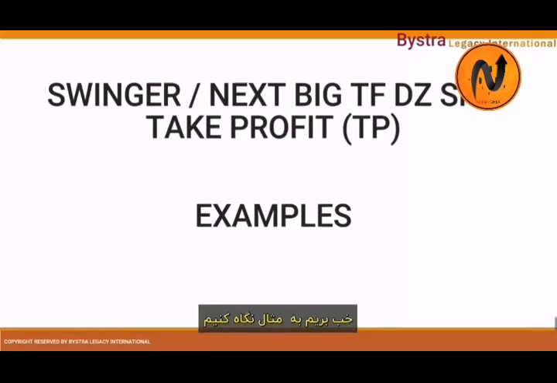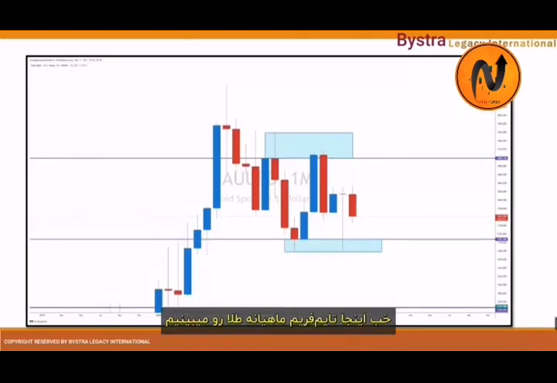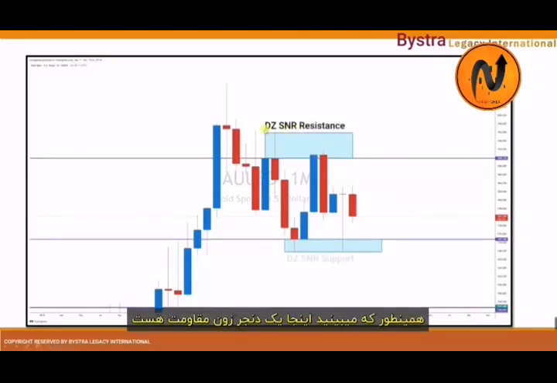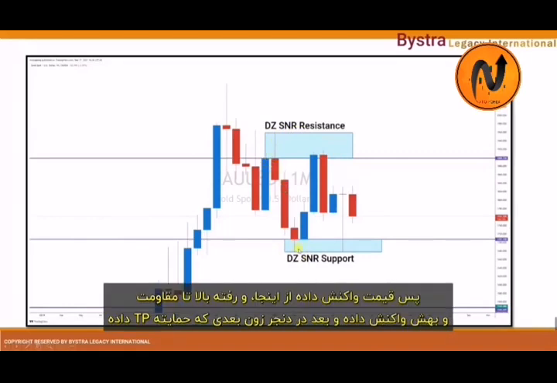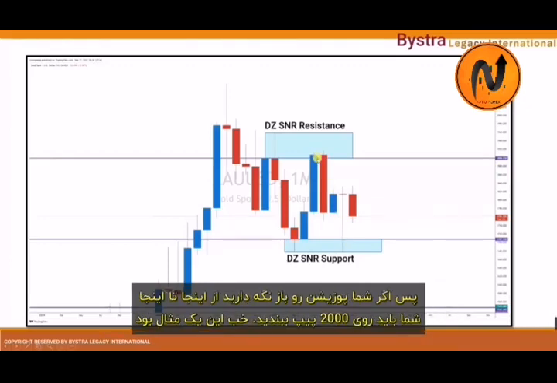So let's have a look at an example. Here we can see the monthly time frame of gold. This is a danger zone for the SNR resistance, and this is the danger zone SNR support. Price reacted from here, went up to the resistance and reacted, and then took TP at the next danger zone monthly support, which is here. If you hold your position from here to here, you'll have close to 2000 pips. So this is one example, if you wish.